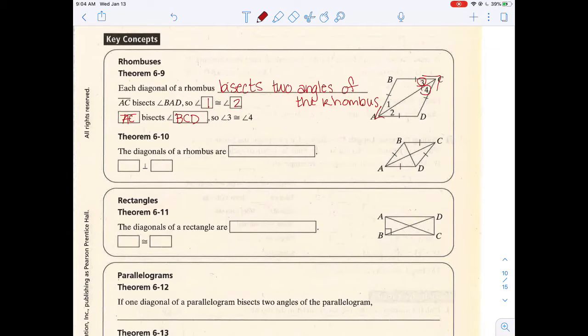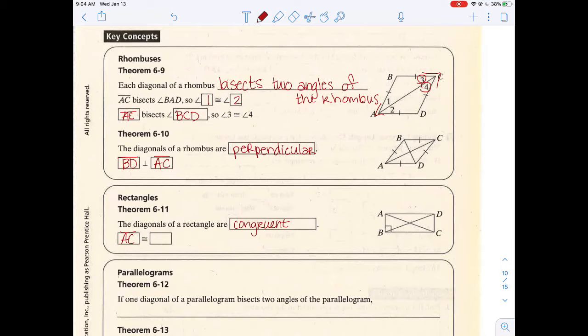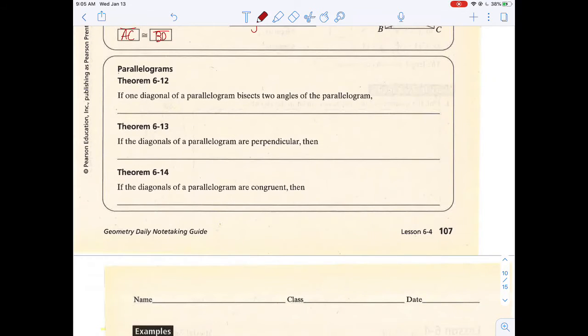Theorem 6.10, the diagonals of the rhombus are perpendicular. So in the picture off to this side, diagonal BD is perpendicular to AC. Then we have a theorem about rectangles. It says the diagonals of a rectangle are congruent. So in our picture, AC is congruent to BD. Then there are a few more about parallelograms.